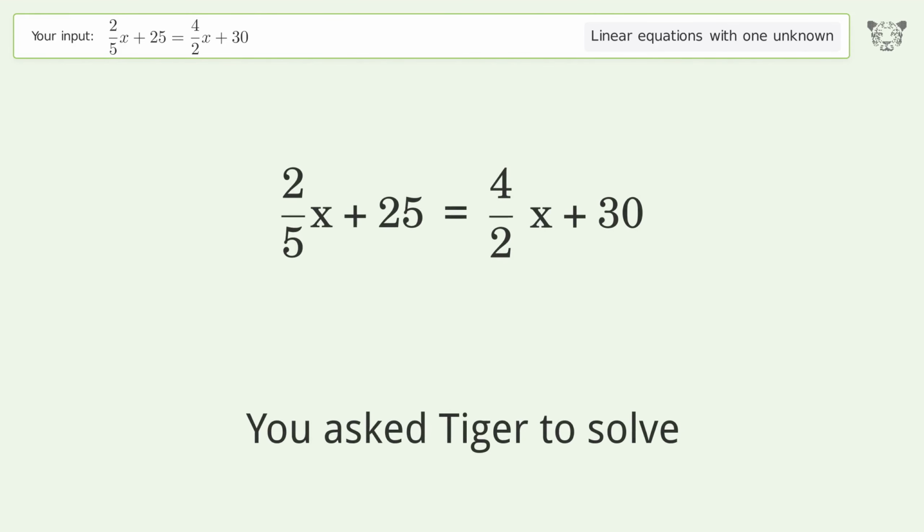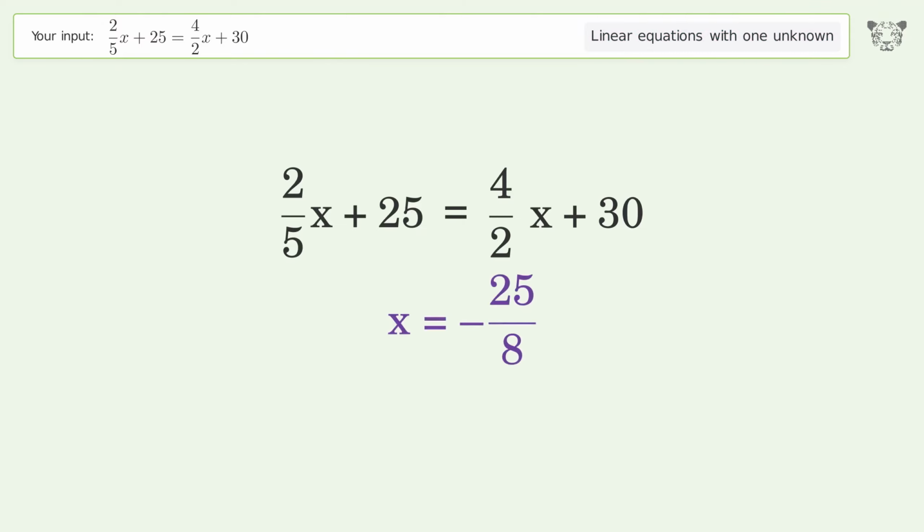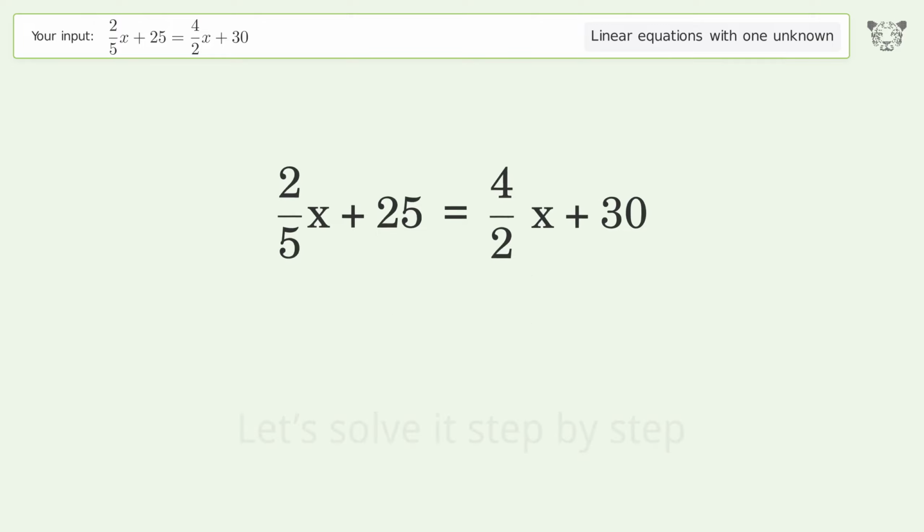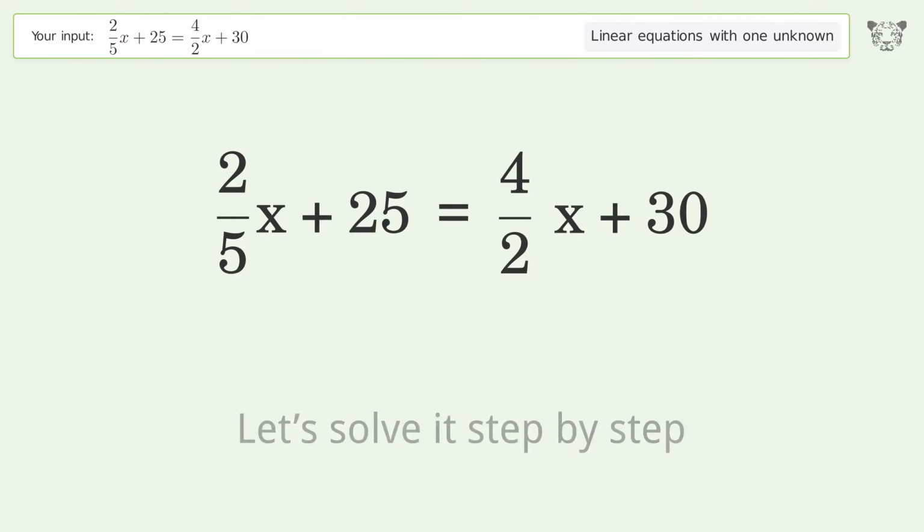You ask Tiger to solve. This deals with linear equations with one unknown. The final result is x equals -25/8. Let's solve it step by step.